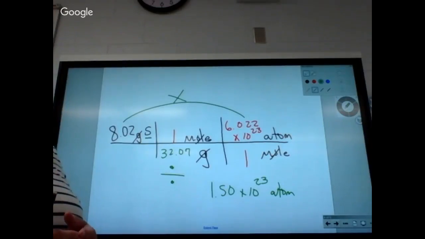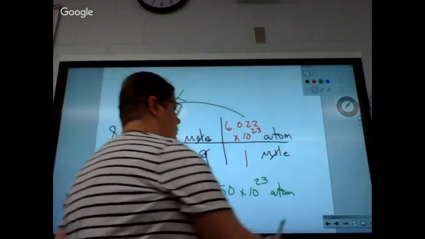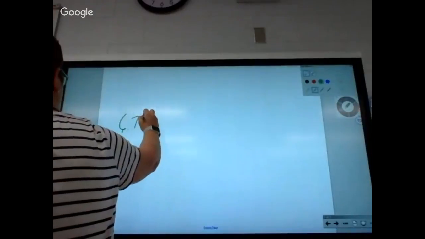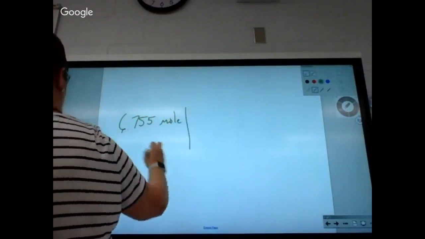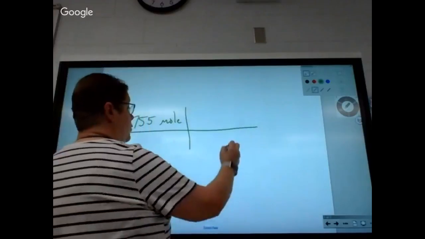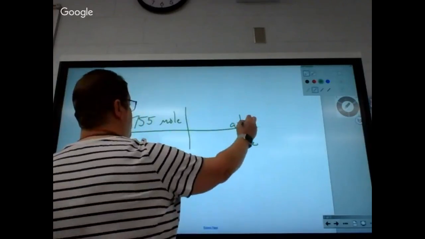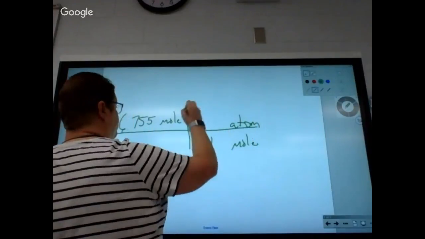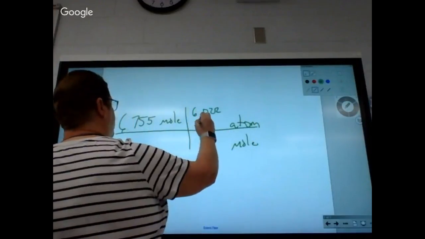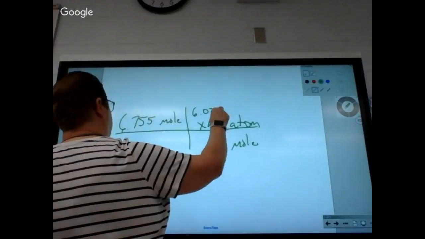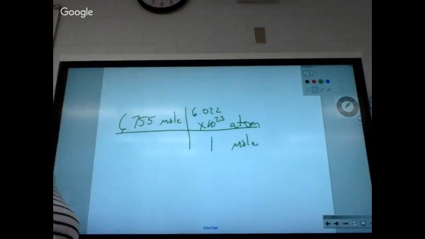All right, Chris, you said number 5? All right, so number 5 has 6.755 moles, and we're going to atoms. 6.755 moles. What goes on the bottom, Chris? What do we put on top? Yep, what goes beside a mole? 1. Beside atom? 6.022. So what exactly do you need me for? I don't think you need me either.